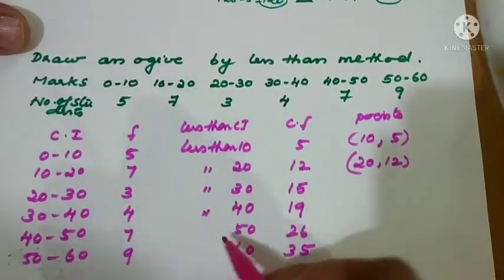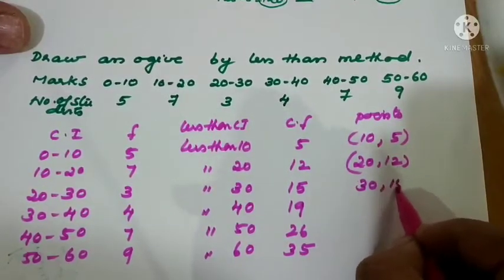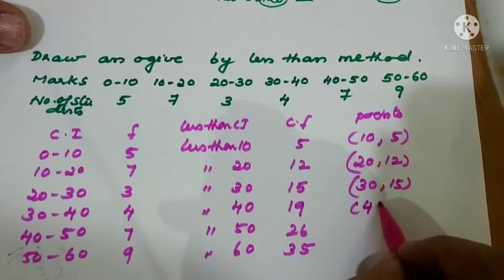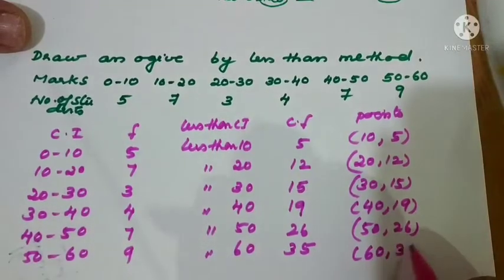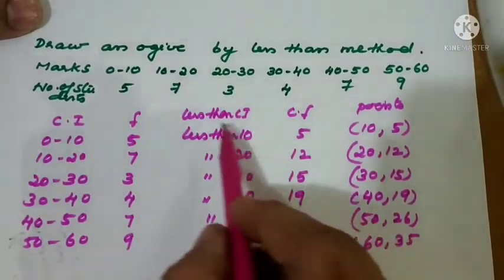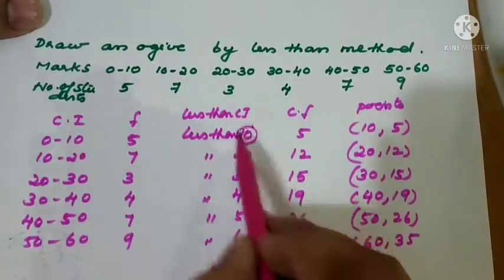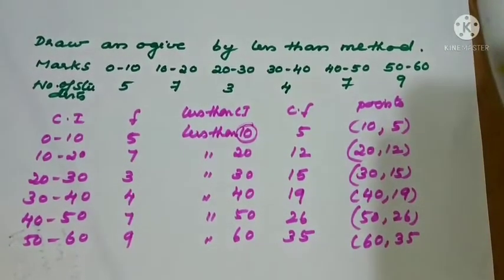Now here always less than is there, so we'll write here 30, 15, 40, 19, 50, 26, then 60, 35. So these are the points we have to plot on the graph sheet. So when less than OGIVE is told, what should be taken down? This is upper limit and this is added frequency. Less than is always easy, we have to add and go.